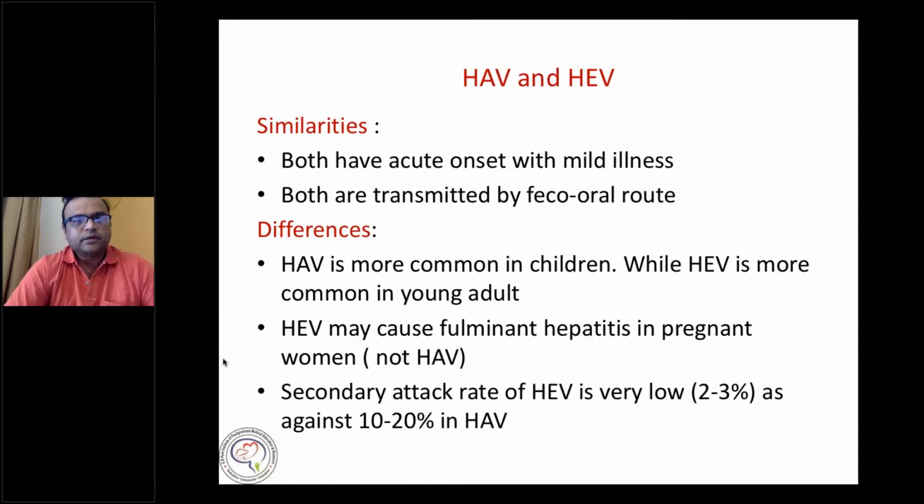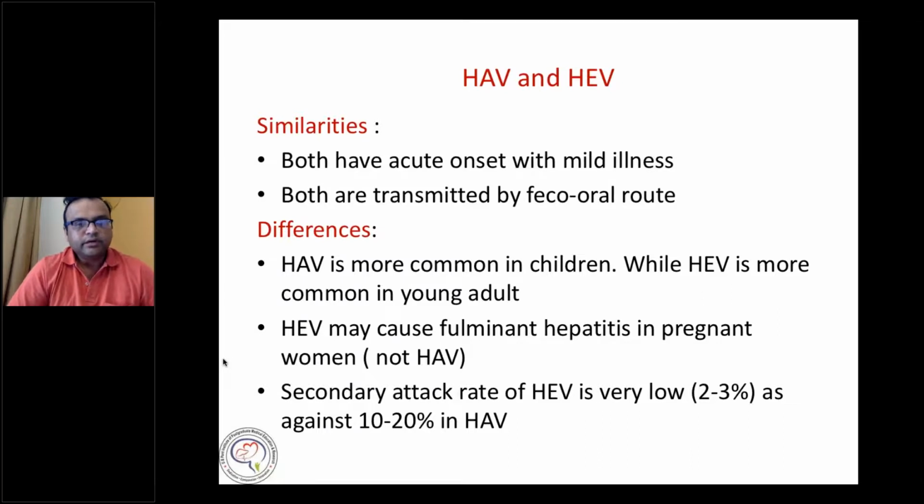If you look at similarities between hepatitis A and E, both have acute onset with mild illness. Both are transmitted fecal-orally. The major difference is that HAV occurs usually in children, while HEV usually occurs in young adults. It is said that if hepatitis A occurs in adulthood, it causes severe illness, but hepatitis E, if it occurs in the adult subgroup, usually causes mild disease.